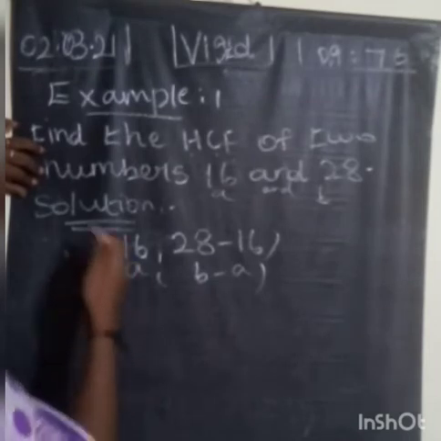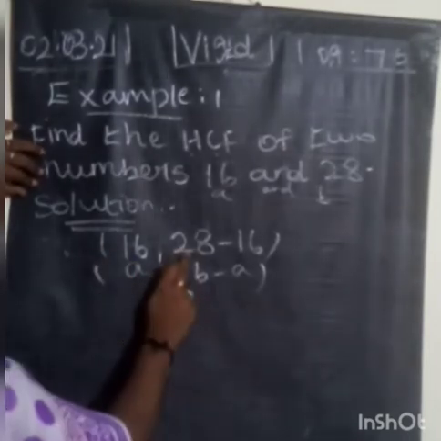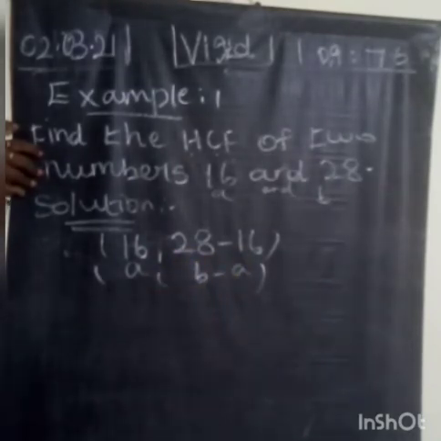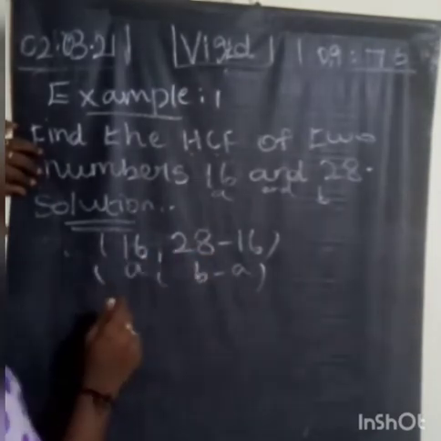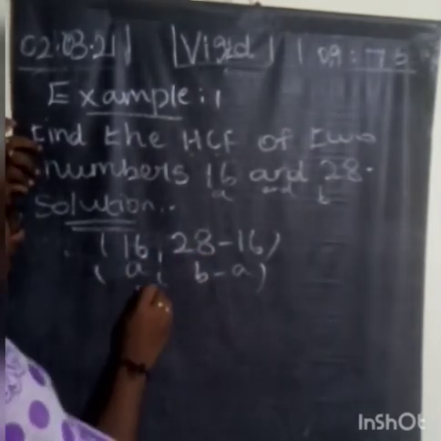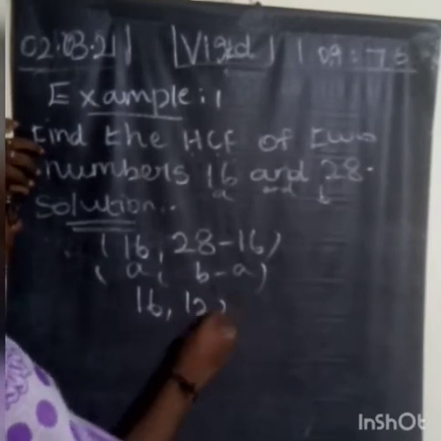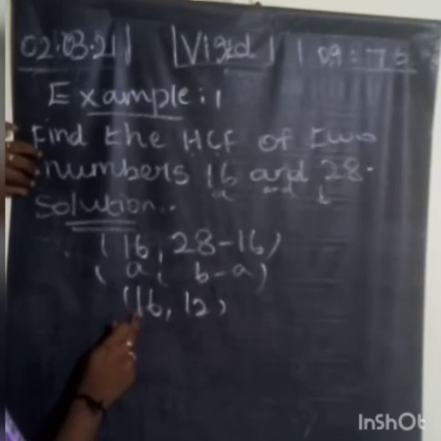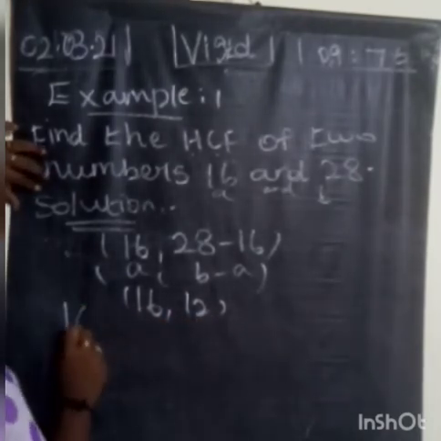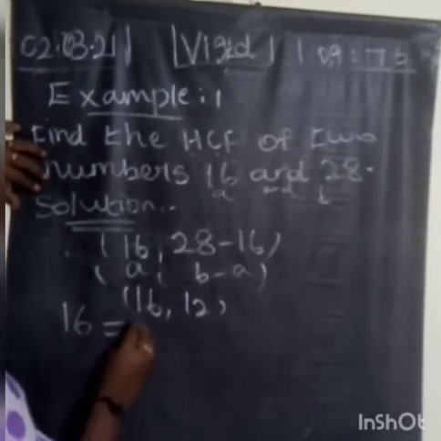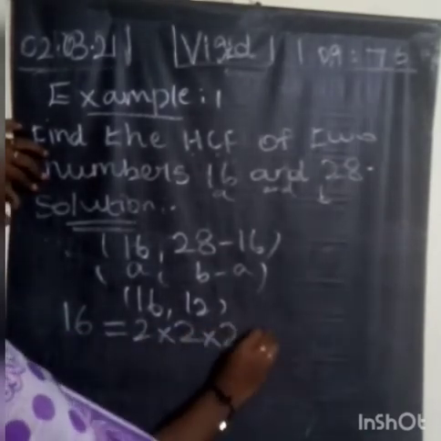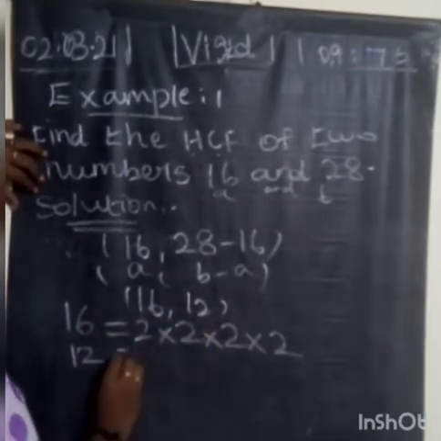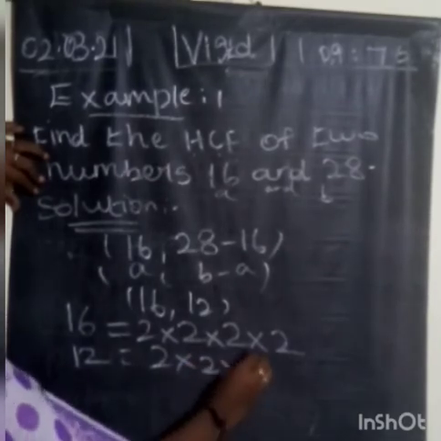Now we have to find the HCF of the given numbers. First we subtract: 28 minus 16 gives 12. So we find the HCF of 16 comma 12. Before that, we find the prime factorization. We already know 16 equals 2 into 2 into 2 into 2. In the same way, the prime factorization of 12 is 2 into 2 into 3.